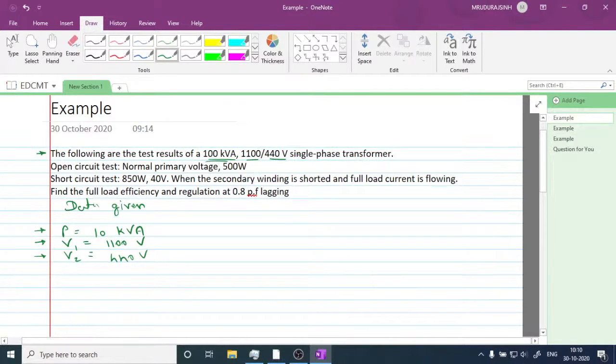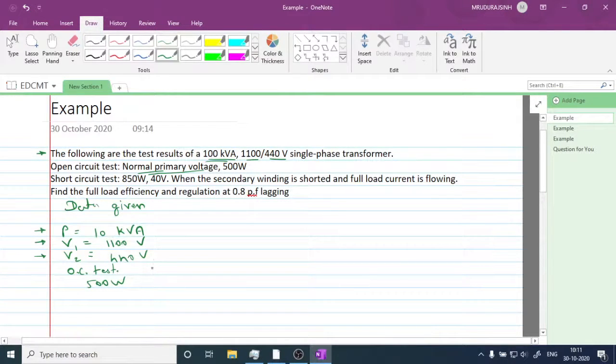Now the open circuit test. So the data of the OC test is normal primary voltage and power is 500 watt. So 500 watt is the data from the open circuit test.